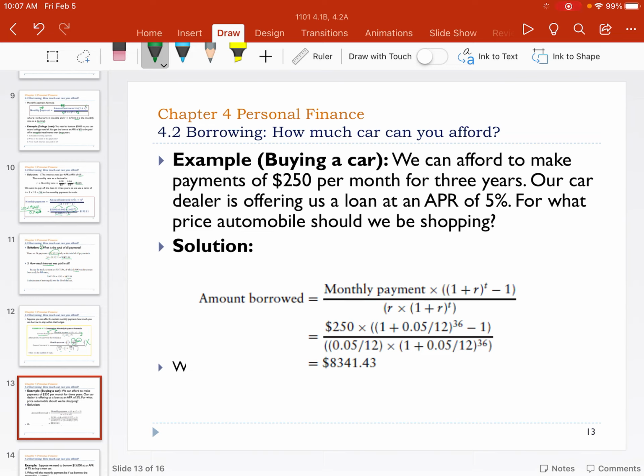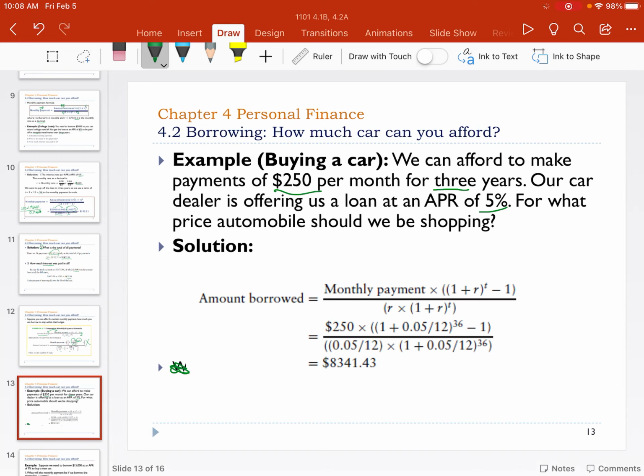Meanwhile, let's try to work with this formula. This is a little bit of a glitch here. I'm not sure where that came from. So we're going to buy a car, and we can afford to make payments of $250 a month for 3 years. Okay, 3 years is popular, and APR is 5%. Okay, so for what price automobile could we be shopping? What can we buy for $250 a month for 3 years?